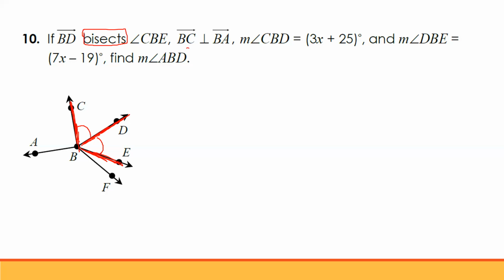The next part says that BC is perpendicular to BA. Okay. We're going to find BC. Here it is. And it's perpendicular to BA. Remember, perpendicular means that they intersect at right angles. So this is a right angle, that's 90 degrees.